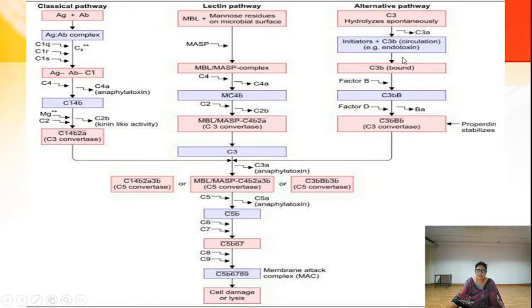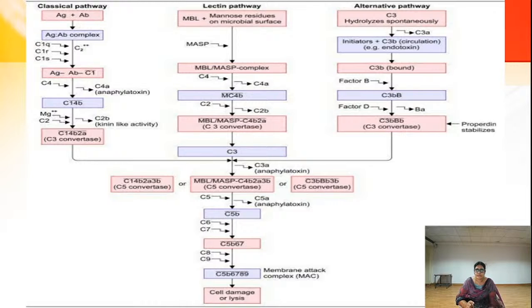Now this C3b bound takes up the factor B and attaches with it. Then factor D comes and lyses factor B into Ba and Bb. Factor D is not seen here; it is only an enzyme which lyses the B, which is already attached to the C3b bound. So here, what will be the C3 convertase? C3bBb is the C3 convertase.